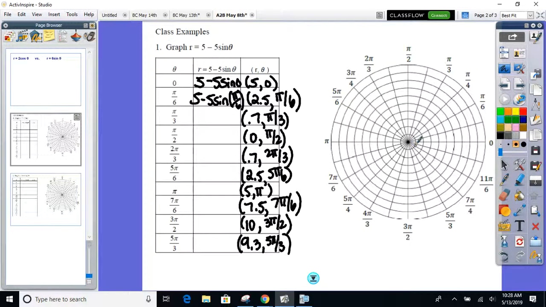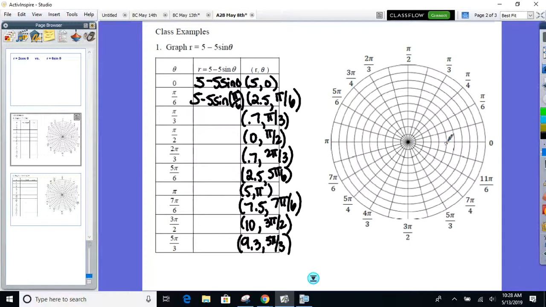Here we go. 1, 2, 3, 4, 5. There's the first one. 2.5, pi over 6. Oh boy, 2.5. 1, 2.5. 0.7, pi over 3, just barely, almost to 1. And then I got 0.